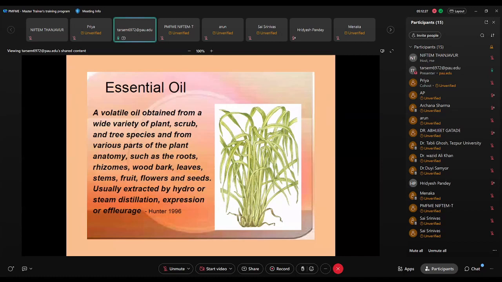Another major aspect, not exactly a crop, is getting some valuable product from waste, that is the essential oil.